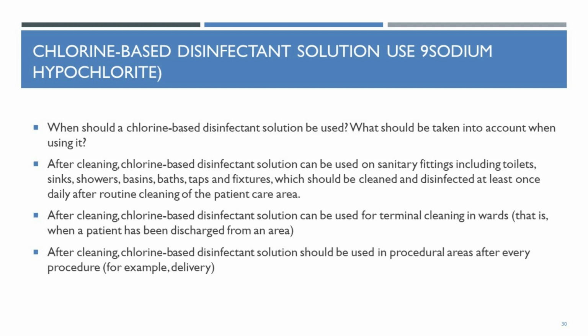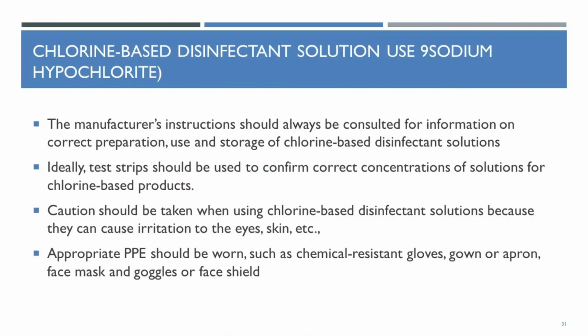For instance, delivery. If in the delivery room one delivery has taken place, do the environmental cleaning and then use a disinfectant. And then the second delivery comes in. After that, do the cleaning, use the disinfectant. On these solutions, there are manufacturer instructions, so they should always be consulted for information on the correct preparation, use and storage of chlorine-based disinfection solutions.